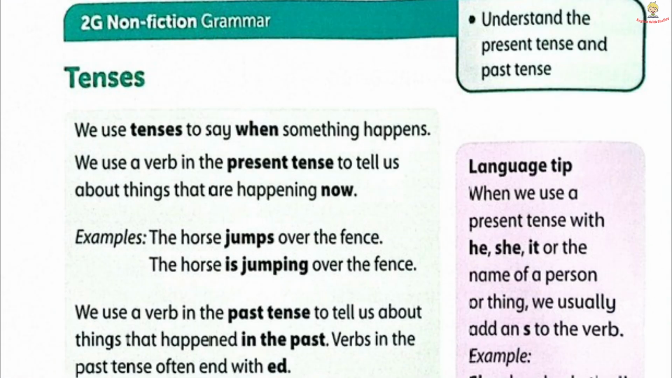Tenses. We use tenses to say when something happened. So when we tell the time of any action, when that action happened, we use tenses. We use a verb in the present tense to tell us about things that are happening now. So when we have to tell the things that are happening now, we use the simple first form of the verb, that is the present tense.